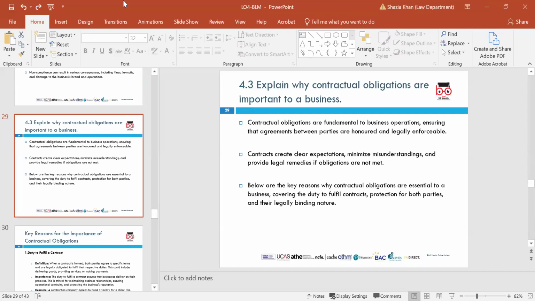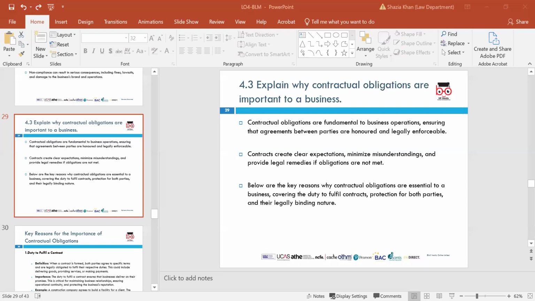Explain why contractual obligations are important, 4.3. So contractual obligations are fundamental to business operation, ensuring agreements between parties are honoured and legally enforceable. A contract is a legally binding agreement between the parties, and it outlines the terms and conditions of a specific arrangement, much like a blueprint specifies the design and materials for a building.